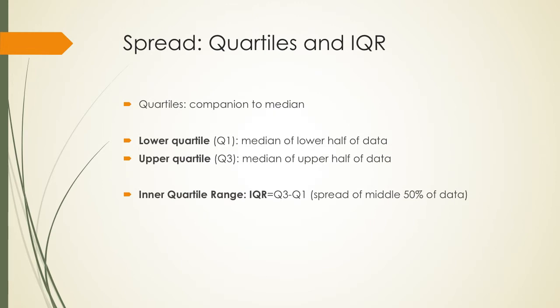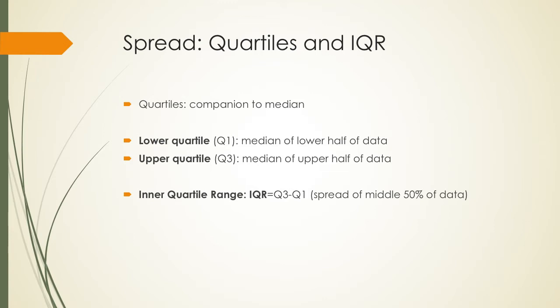Quartiles and IQR are tools for measuring spread. Quartiles are a companion to the median, meaning that they're computed in a similar way, and we would use quartiles to measure spread for data where we are using median to measure center. To compute the quartiles, we first compute the median. Then, the lower quartile, or Q1, is the median of the lower half of the data. Similarly, the upper quartile, or Q3, is the median of the upper half of the data.